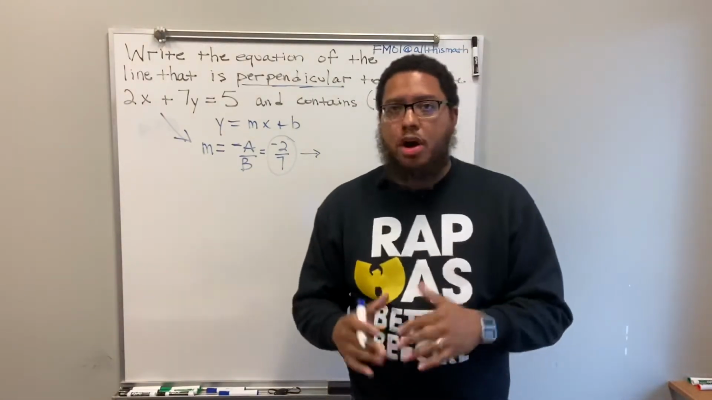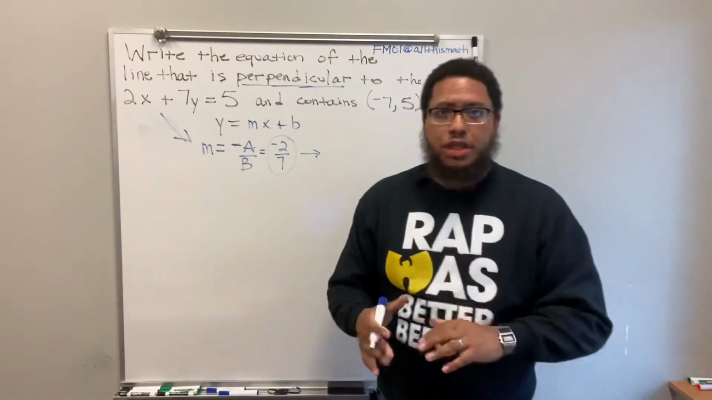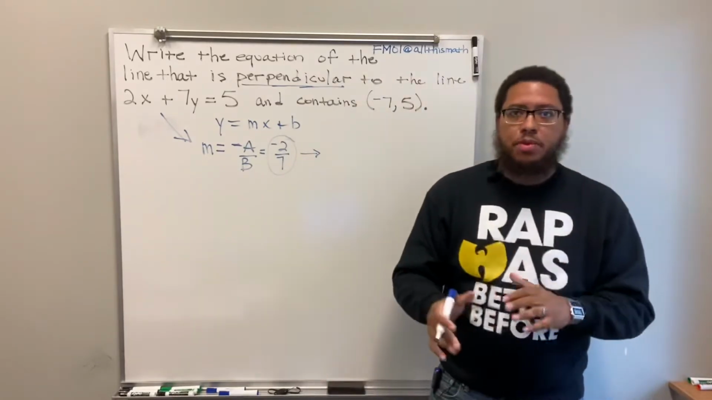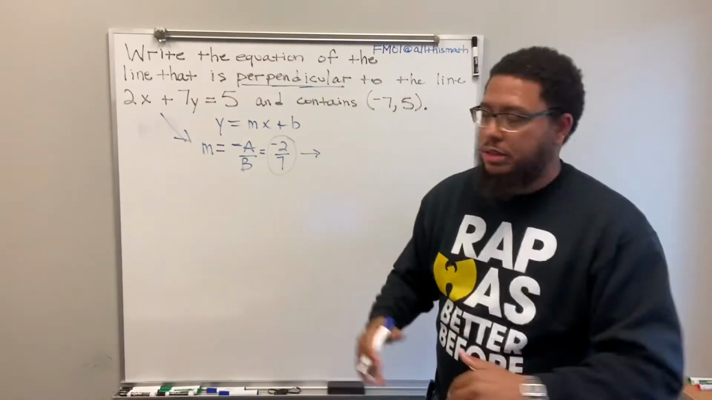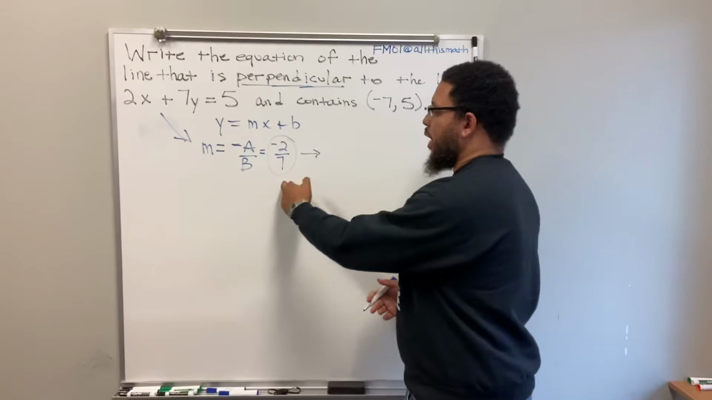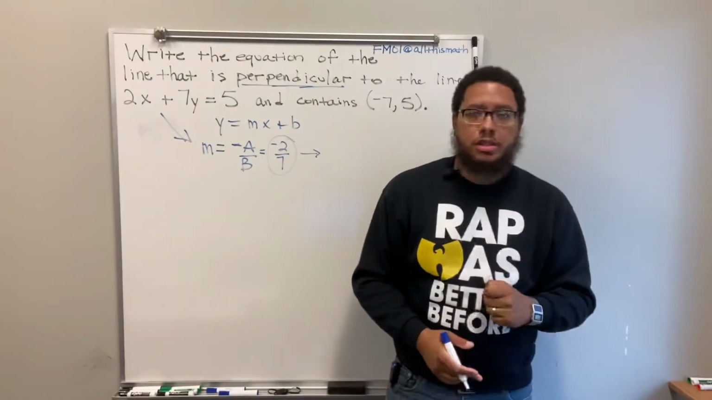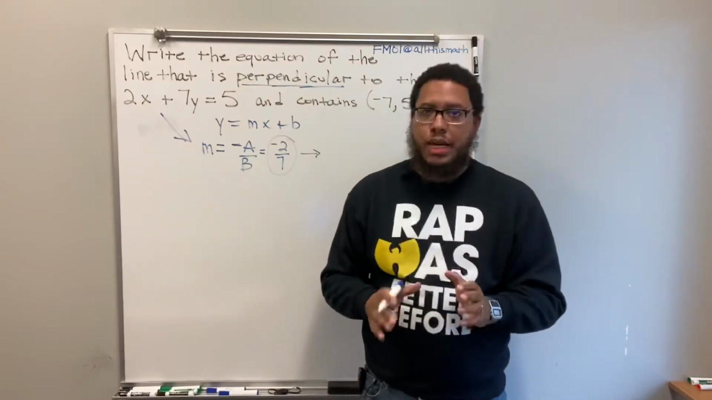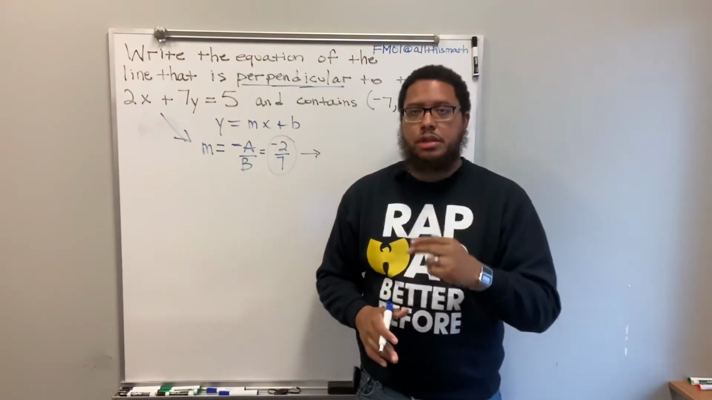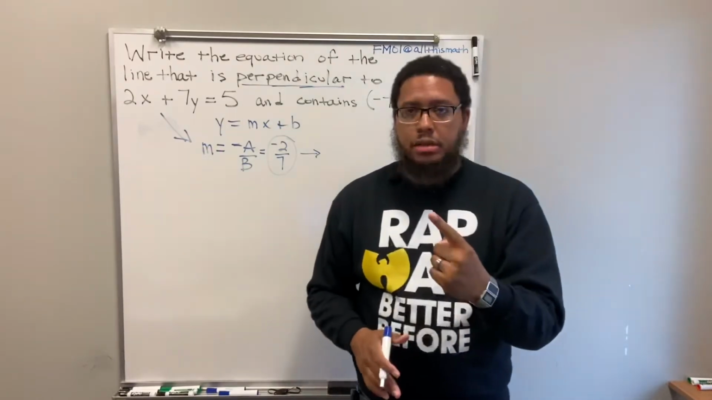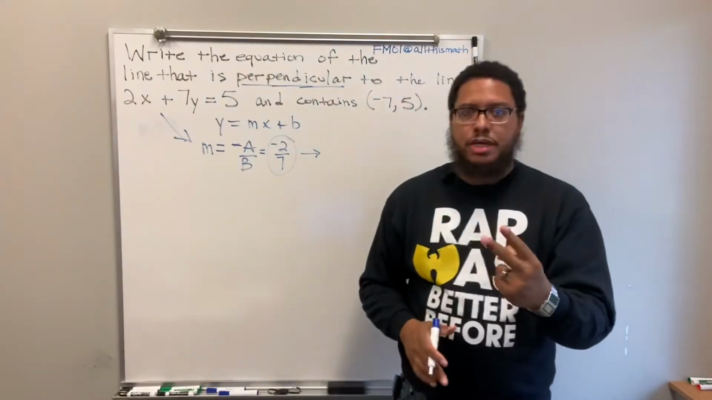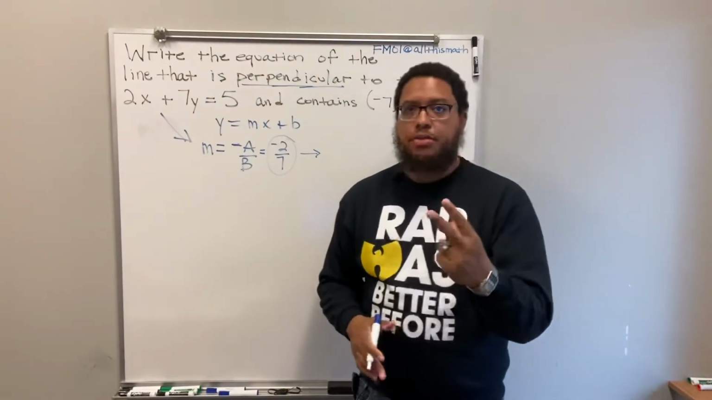Their slopes are negative reciprocals of each other. So what that basically means is this. You find the slope of one line, you're going to do two things to it. You don't have to do it in this order, not necessarily, but you've got to do these two things. You got to change the sign and flip the fraction.